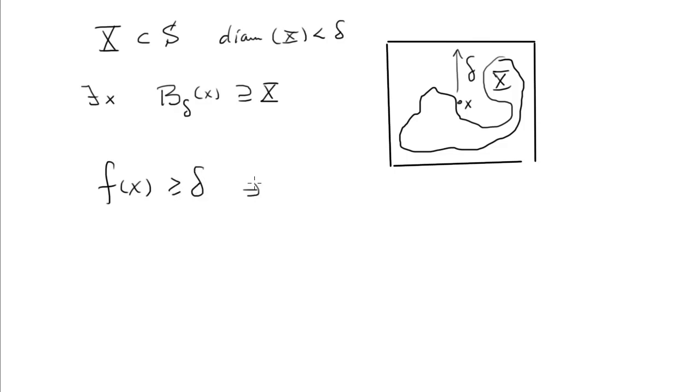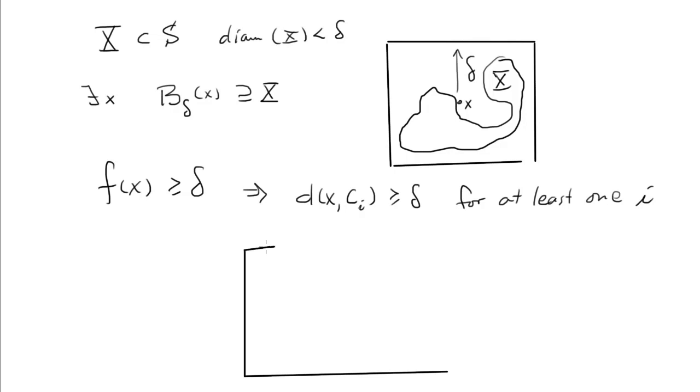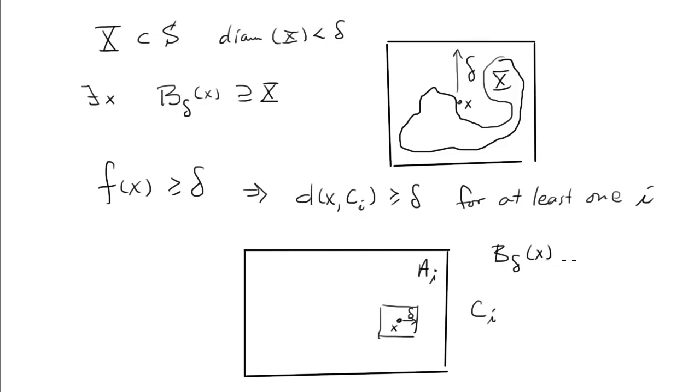F of x has to be bigger than or equal to delta, the minimum number, and by the very nature of an average, some element that you're averaging has got to be bigger or equal to the average. And x has to lie in some of the A sub I. Well, that's our picture. Delta, the distance, is smaller than the distance to the boundary. So the ball of radius delta is inside A sub I. So for that I, capital X is a subset of A sub I.